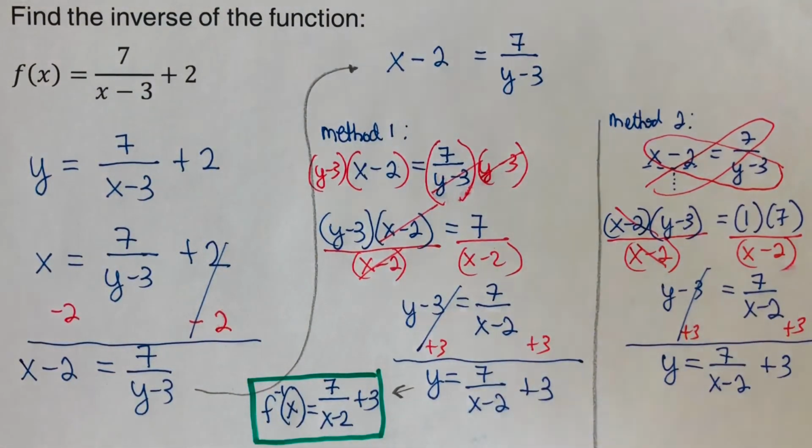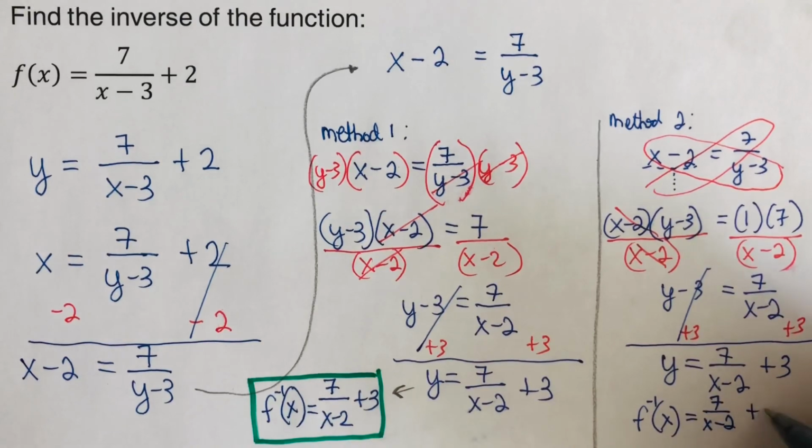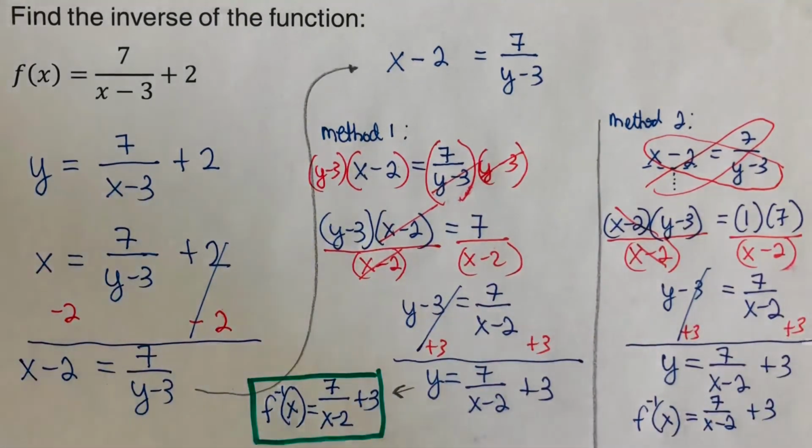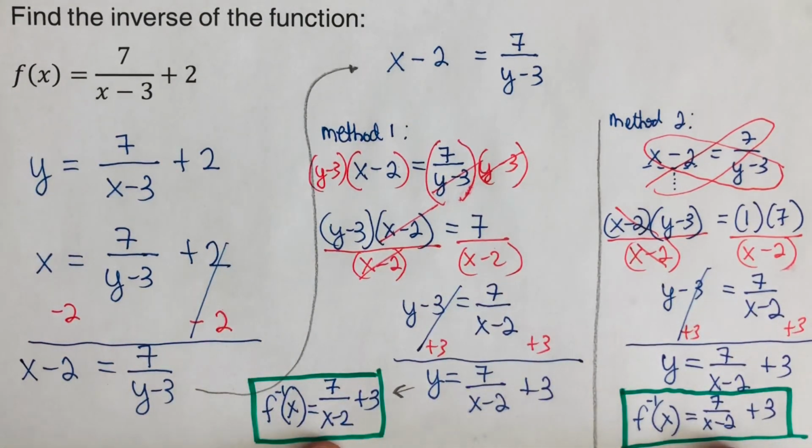So we can move on to the last step, which is f negative 1 of x is equal to 7 over x minus 2 plus 3. And so this is the inverse of this function. As you can see, both methods, method 1 and method 2, will come up the same answer. Did you get the same answers as this?